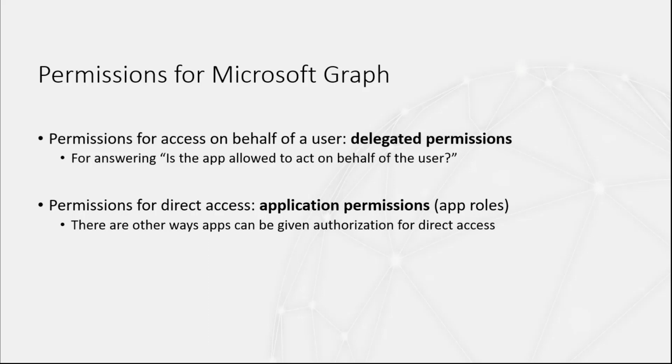So that's one example of how an application can be given direct access to a group: by making it the owner of the group. And so that application that was made owner of the group could just go get an access token from Microsoft Graph and make API calls to manage that group, and that will work.